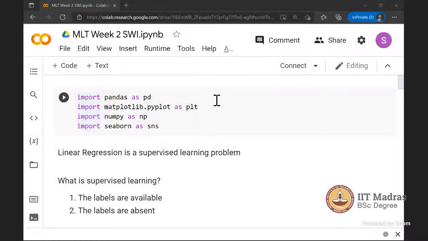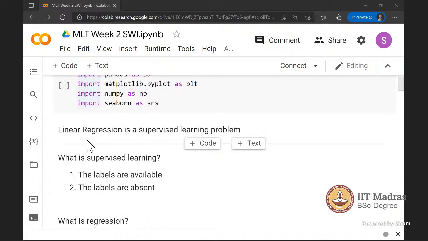Okay. So I'm going to start with linear regression. Of course, this week 2 introduces linear regression from scratch. So let's start with some of the fundamental questions that we deal with when we talk about linear regression.